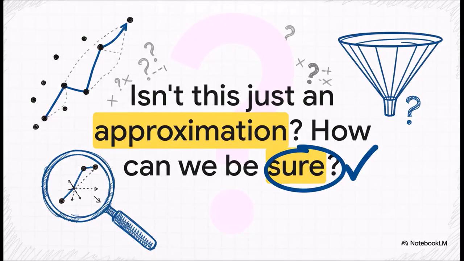But wait a minute, I know what you're thinking. A crucial question pops up, right? We just basically drew a curve to fit some dots. Isn't this just a fancy guess, an approximation? How can we possibly know for sure if 4.750 is the exact right answer?